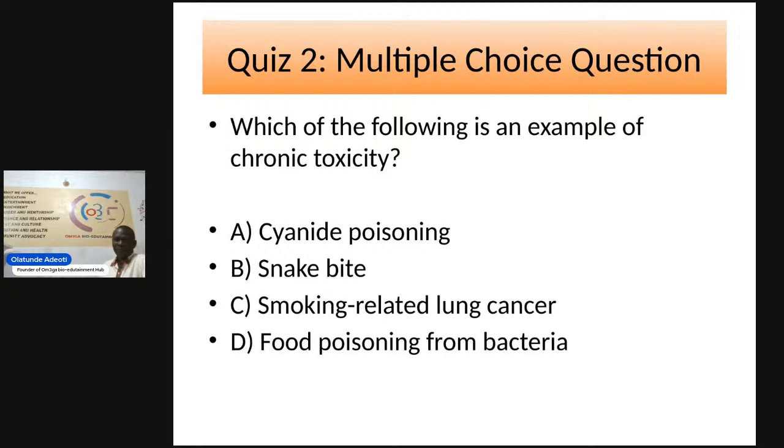Then, which of the following is an example of chronic toxicity? You remember chronic versus acute: chronic is long term, acute is short term. Cyanide poisoning, snake bites, smoking-related lung cancer, and food poisoning from bacteria. Which of these four options is long-term toxicity?